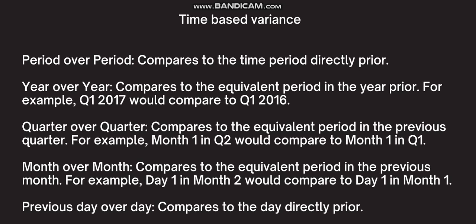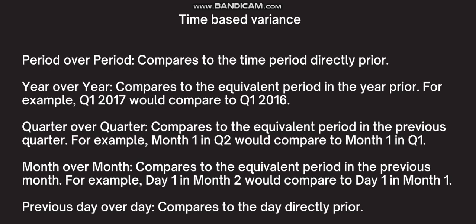Now there are 5 different ways to define your time-based variance. Period over period, that compares to the time period directly prior. Year over year, that compares to the equivalent period in the year prior. For example, Q1 2017 would compare to Q1 2016. Quarter over quarter, that compares to the equivalent period in the previous quarter.